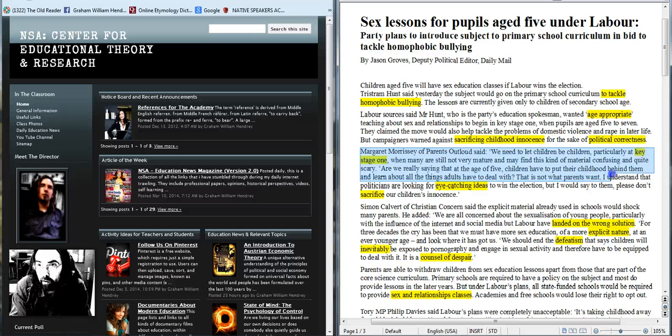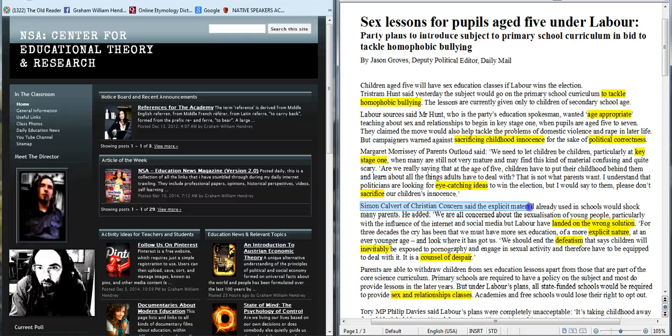That is not what parents want. I understand that politicians are looking for eye-catching ideas. What? Why is sex an eye-catching idea? Sex for children an eye-catching idea? To win the election. But because it's all about winning, of course. It's not about helping people. But I would say to them, please don't sacrifice our children's innocence.